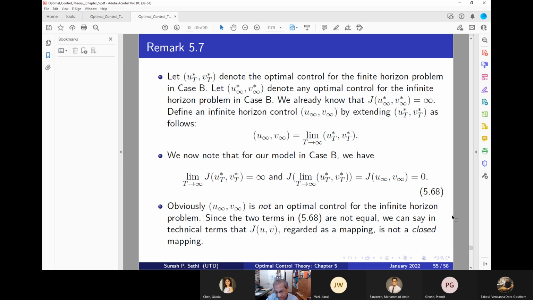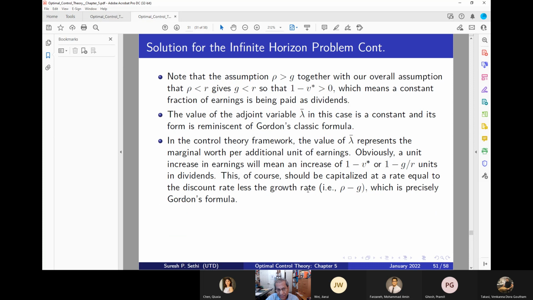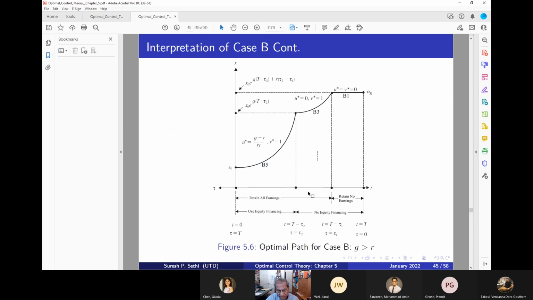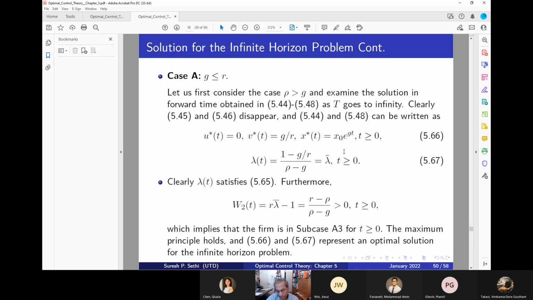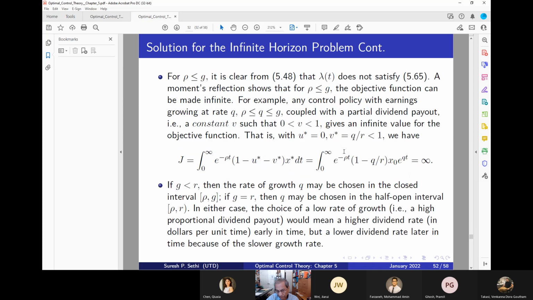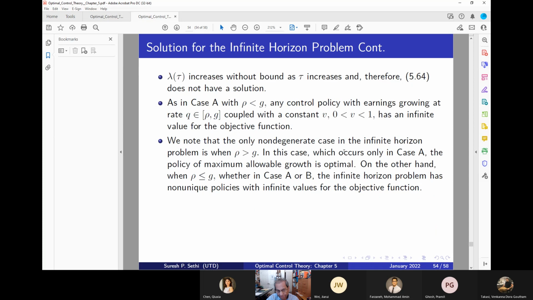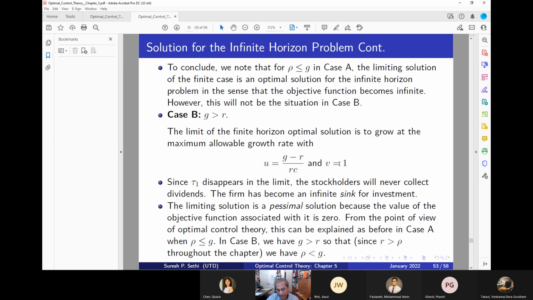That is, in mathematical terms, to say that this mapping of J is not a closed mapping. I'm not going to talk more about that, but I do want to tell you why that's happening. What is happening is nobody's getting any dividend on that solution, which is called the limit of the solution. But the objective function limit is going to infinity, and the firm is becoming an infinite sink.